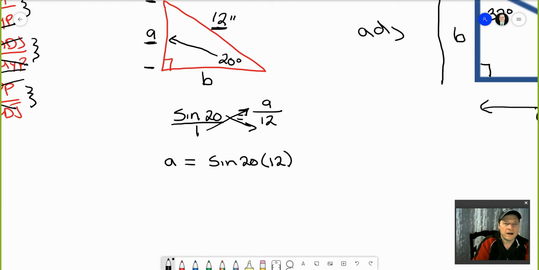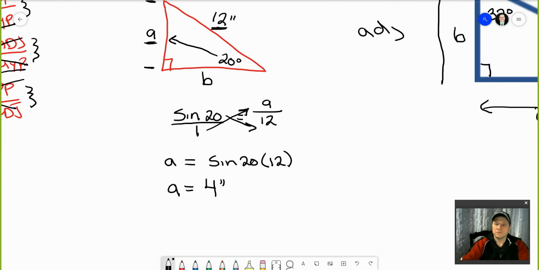In this case, I didn't give you guys a decimal place to round to. So I'm going to round to whole numbers because the hypotenuse is 12. So 4.104 rounds to 4 inches. Therefore A equals 4. And we could solve B as well with trig, or since we have two sides of a right angle triangle, we could use the Pythagorean theorem, right? A squared plus B squared equals C squared.